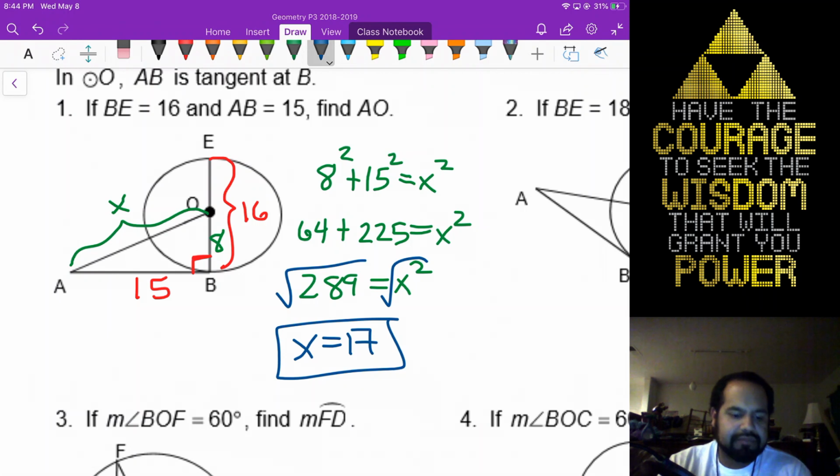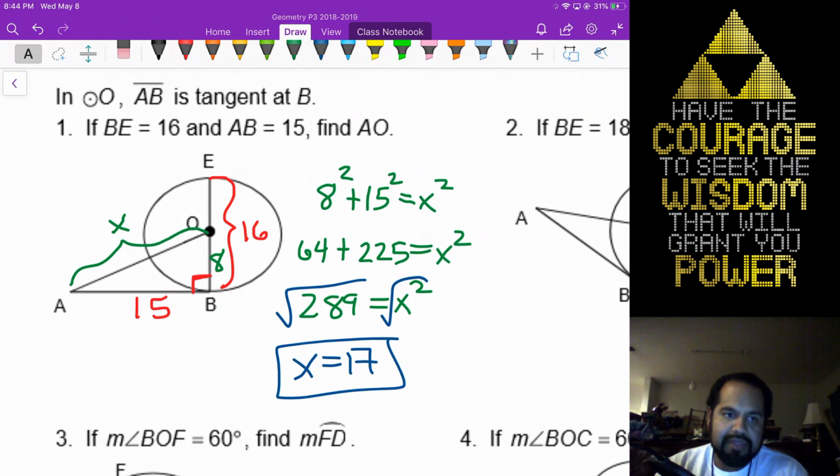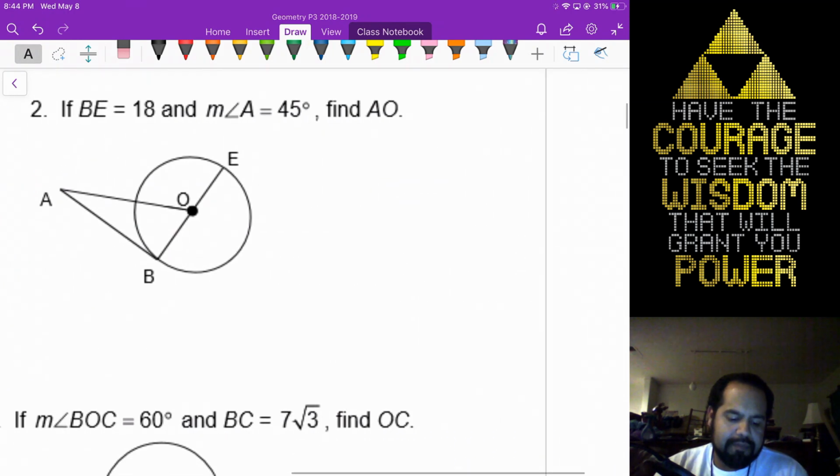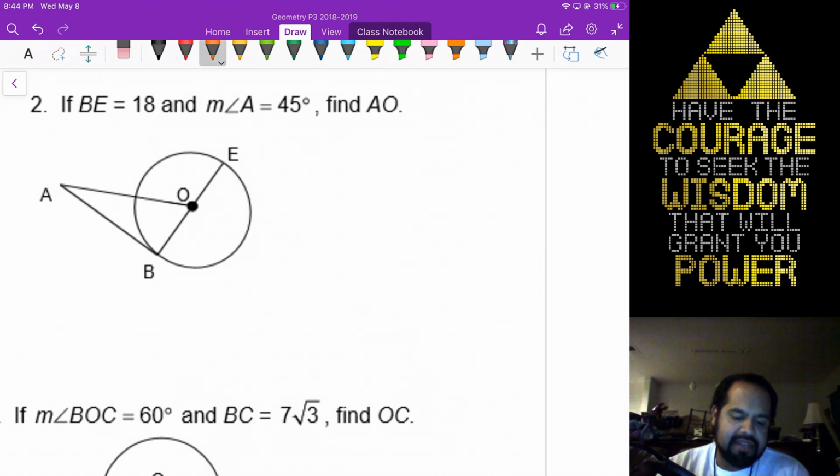All right, cool. Number 2, BE, that's again our diameter. The measure of angle A is 45 degrees. We know that the tangent line forms a right angle with the radius.